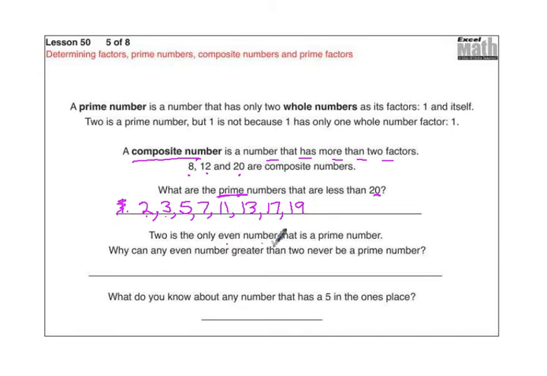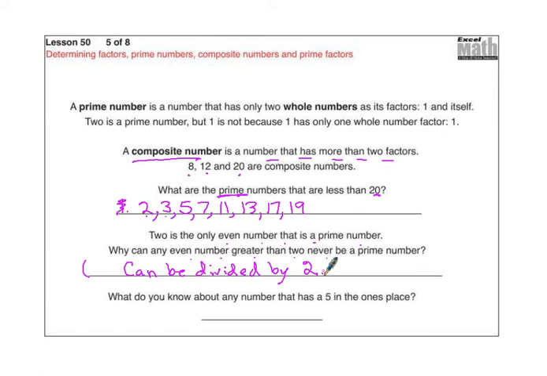2 is the only even number that is a prime number. Why can any even number greater than 2 never be a prime number? Pause the video, answer that question right here, and then turn it back on when you're ready for the solution. Well, because they all can be divided by what? They can be divided by 2, or they have the factor of 2.